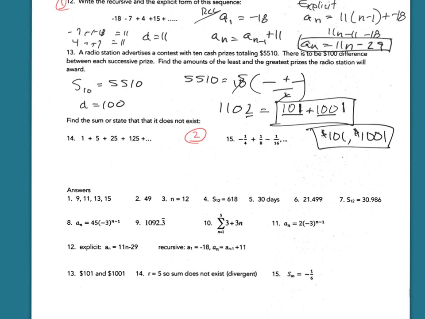So you're looking to find your ratio. This is the S sub infinity formula on the geometric portion. So for number 14, 1 to 5, 5 to 25, looks like we're multiplying by 5. This is divergent because your ratio is so large, meaning it approaches infinity, and so there's no sum. Nice and easy. On number 15, looks like we have 1/8 divided by negative 1/4. Looks like we're multiplying by negative 1/2.